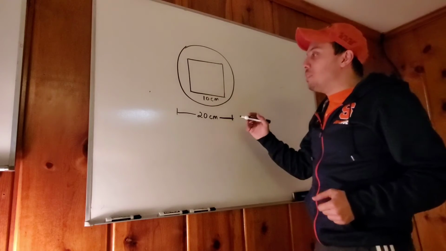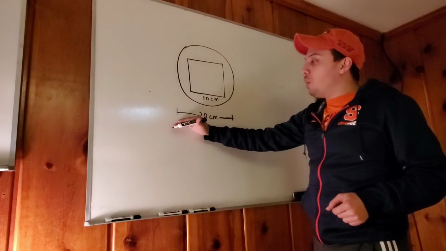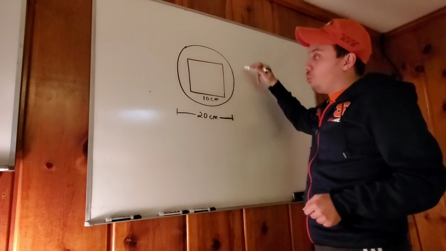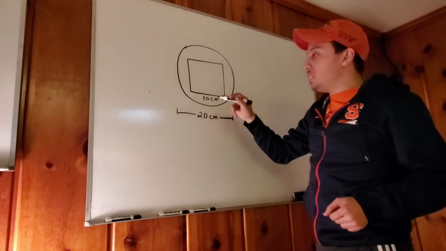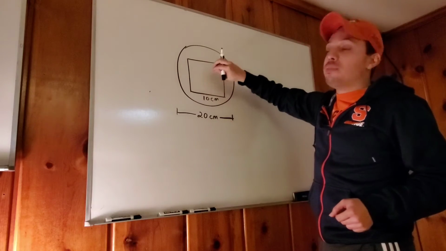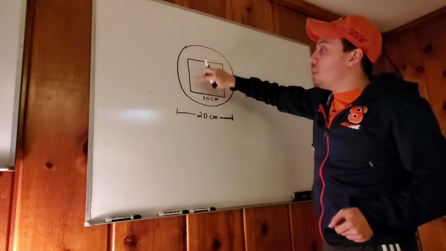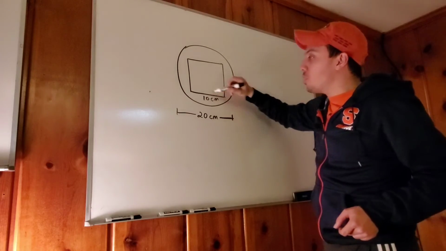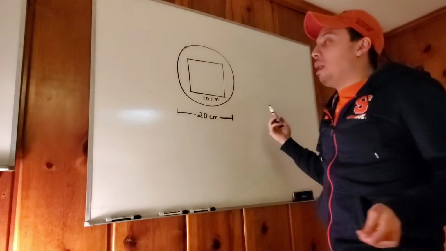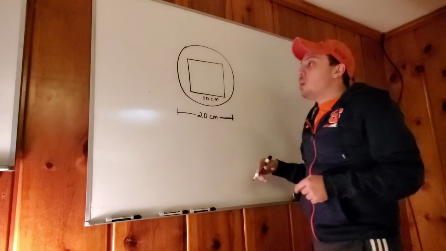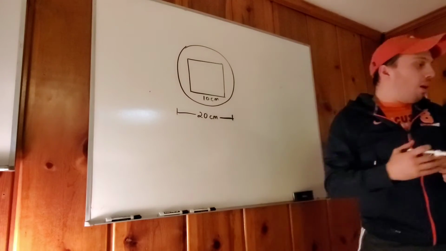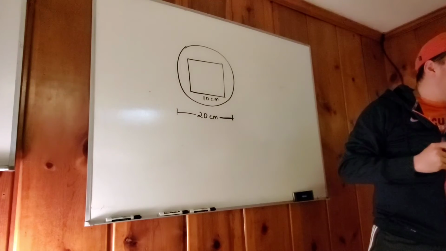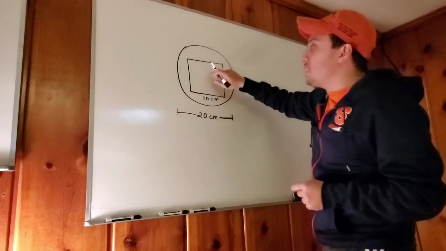So in the second example, we have a 20 centimeter diameter circle. So the diameter of this circle is 20 centimeters. And inside we have a square with sides 10 centimeters. It doesn't really matter where you put the square. They're asking us, what is the probability that an object that lands in the circle also lands inside the square?